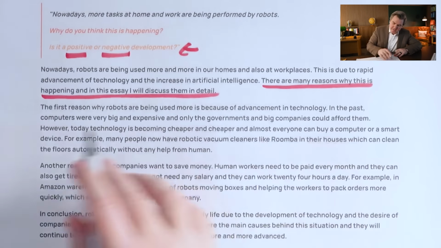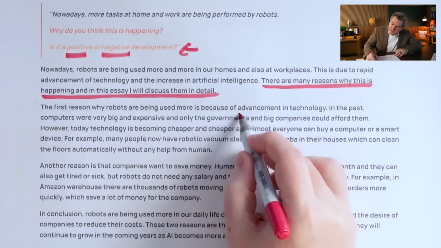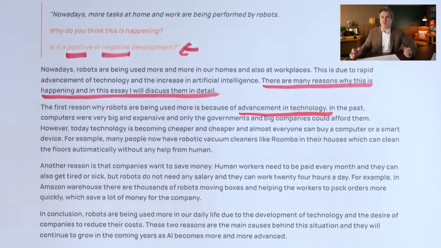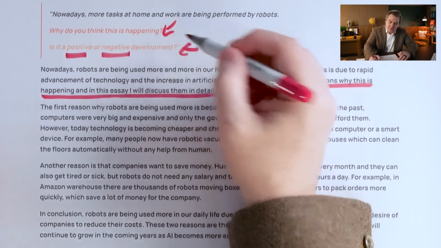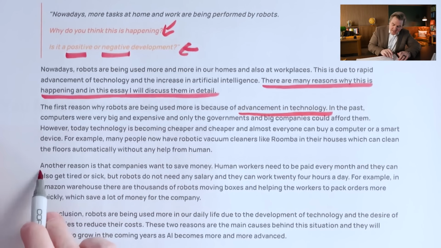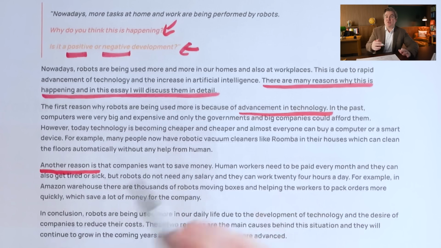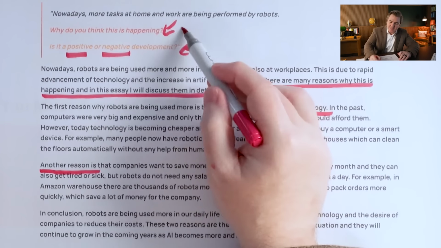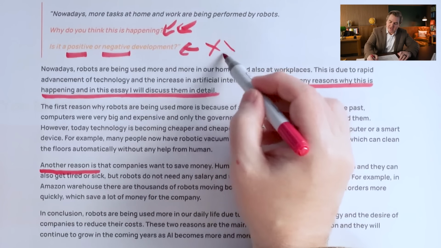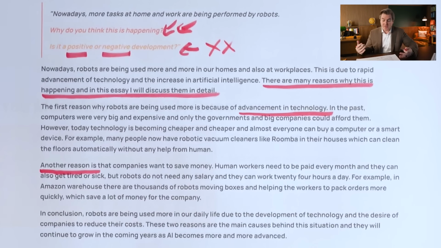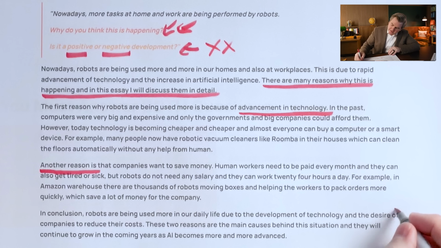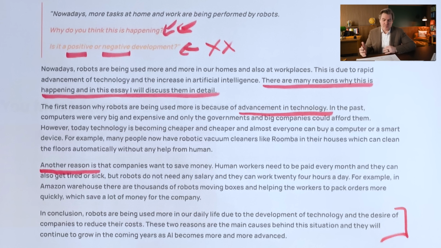So if we look here, they've said the first reason is advancement in technology. I mean, this is okay. This is not a bad idea. And they have answered the first question. But then they say another reason is, so they're giving 2 different reasons to answer the first question, but they haven't really answered the second question. There's no position there. And then if we look at the conclusion, again, there's no position here.